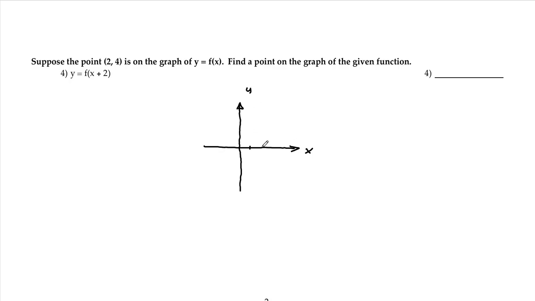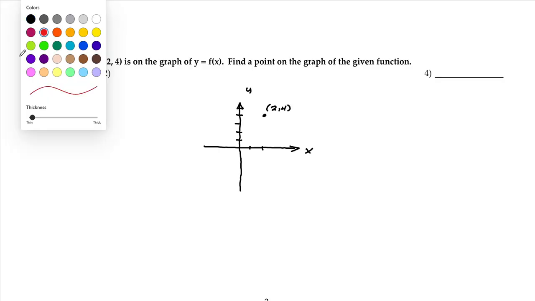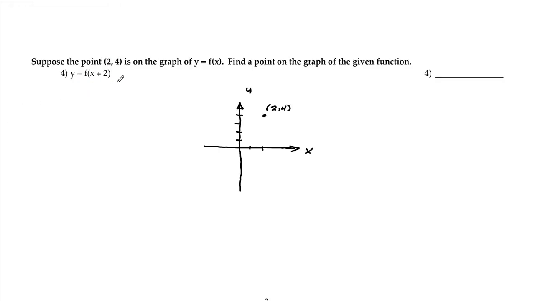So 2, 4 is a point that will be here. And they say to find the point on the graph of the given function, that is y equals f of x plus 2. So we have to identify what transformation they did in this case. They have clearly substituted x by x plus 2.